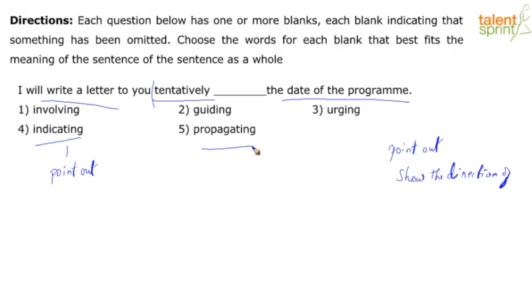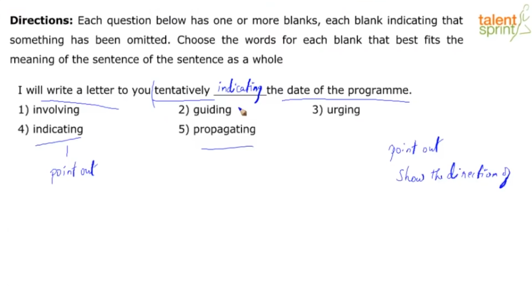Propagating means you're spreading some sort of information for the purpose of promotion. It could be any cause. So that's again an unrelated word. The right word in the context is indicating. I will write a letter to you tentatively indicating the date of the program. We're just talking about the date here. So point out or giving you some sort of direction so you can plan ahead. Indicating is the closest word in the options.